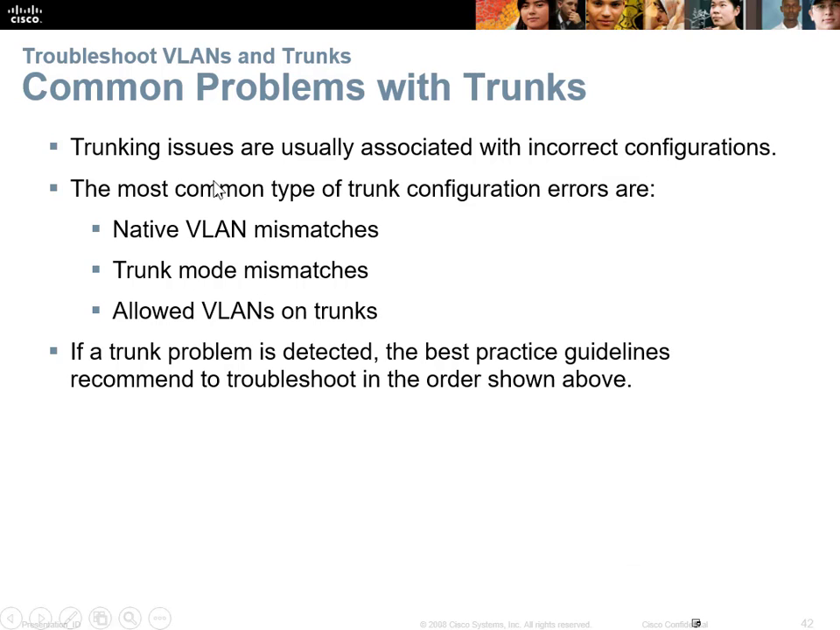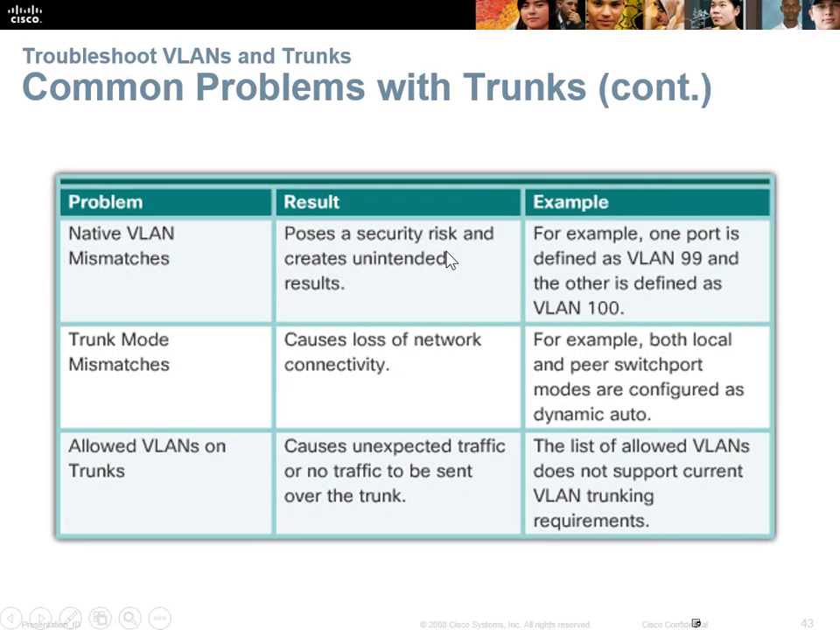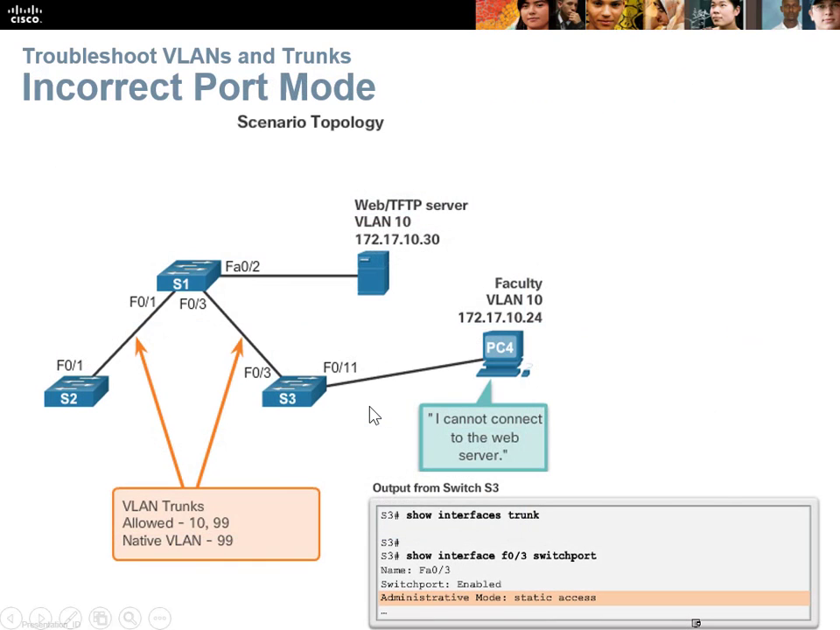Problems with trunking are usually associated with incorrect configuration. Make sure that all your IP addresses, subnets, direct connections, direct links are correct. Because if a trunk has a problem, it's going to really affect the overall performance of your router and switch. Here are some other ones that you can have. You can have a native VLAN mismatch, a native mode mismatch, also VLANs on the trunk. Here are the results and examples of how that would happen when you're programming your router switch.